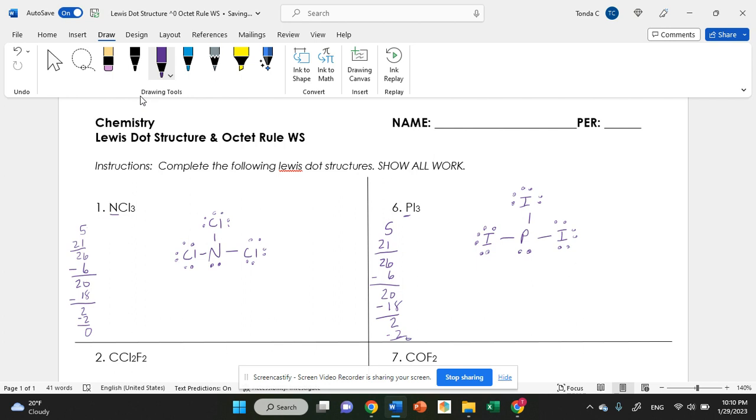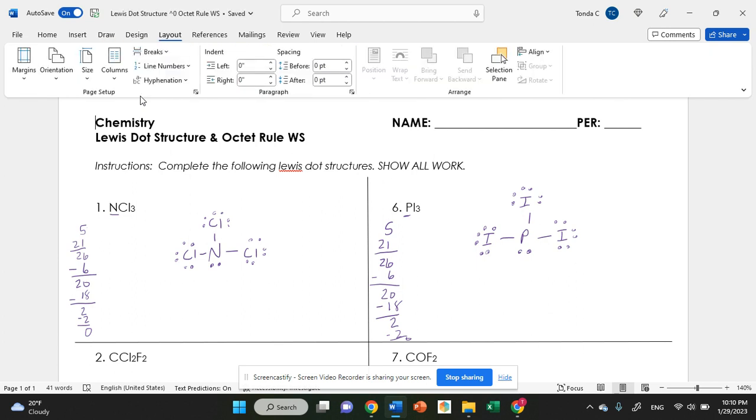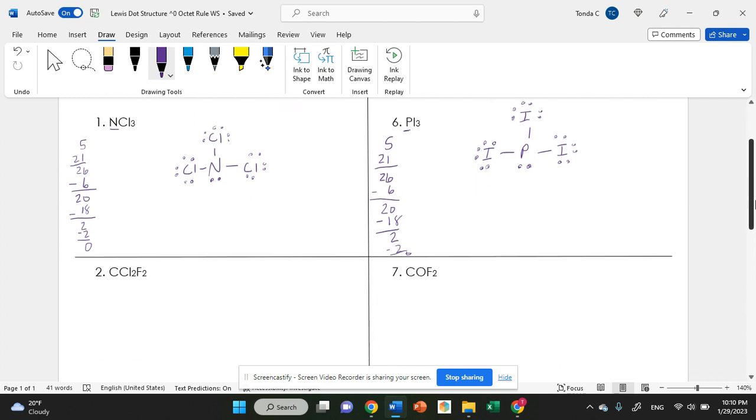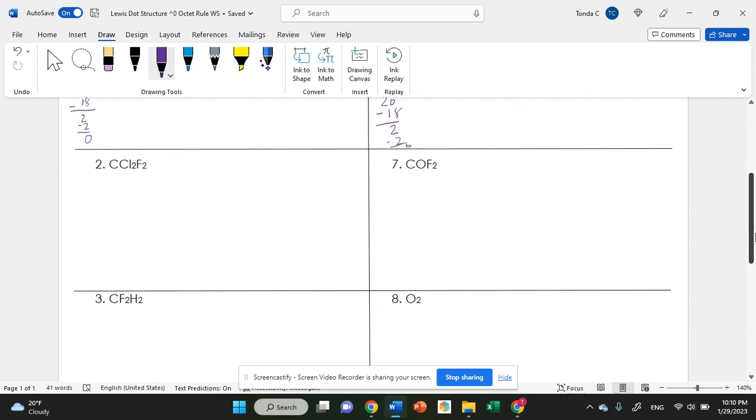You're going to notice that 1 and 2 look really similar, and it's because it involves a group 5 metal and then 3 halogens, or group 5 nonmetal and 3 halogens. Okay. Let's go down to number 2 and number 7.